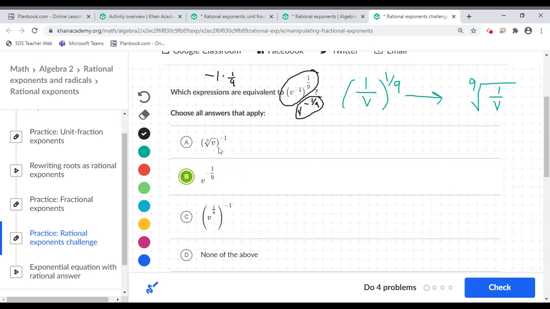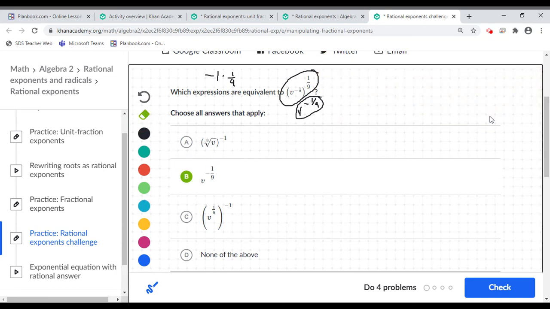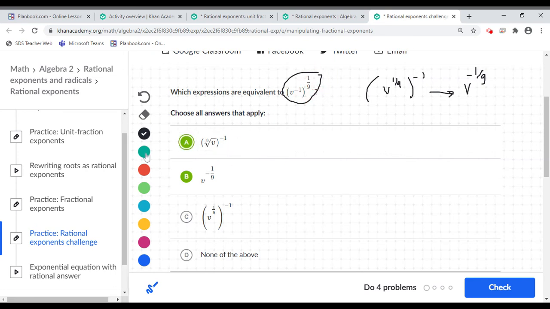Letter A. Letter A is very tricky. Let's rewrite letter A here. Let's do it one more time. Letter A is the ninth root of v to the negative first. Well, let's rewrite this here. On the inside, it's v to the 1/9, and then to the negative first. But what do you get when you multiply the exponents? You still get v to the negative 1/9, which we just showed a second ago is the same thing as that. All right, let's look at letter C.